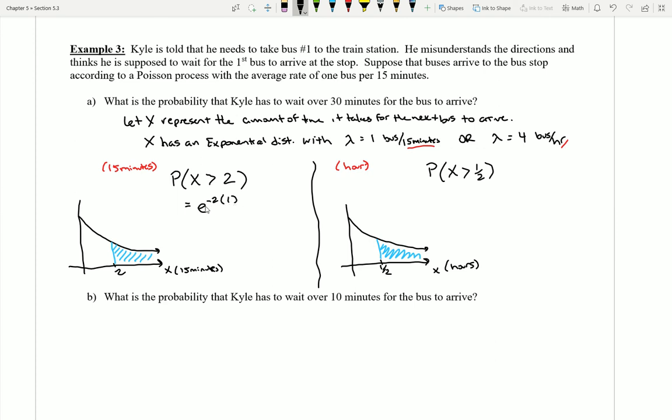Notice over here I'm using the value of 1. And so I get e to the negative 2. On this side, remember I should get the exact same thing ultimately. I'm going to get e to the negative 1/2, but I'm going to have to multiply by this lambda value because it also has hours, which is 4. But what's 4 times 1/2? Well, that's still 2. So both of these again are coming out to the same value. And if you were to double check this on a calculator, you could see that I get the value of 0.1353. And of course I get the same thing on the other side.